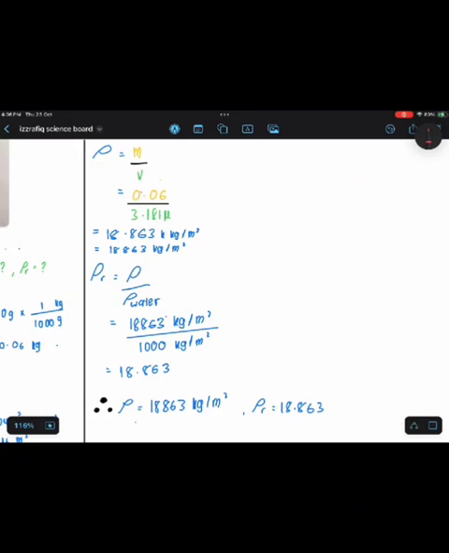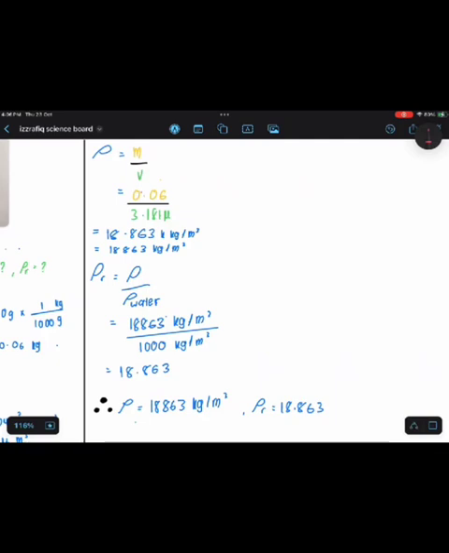So the answer should be 18.863 kilogram per meter cubed, but the question only wants us to put kg per meter cubed, so we need to lose the kilo. Thus the answer should be 18,863 kilogram per meter cubed.